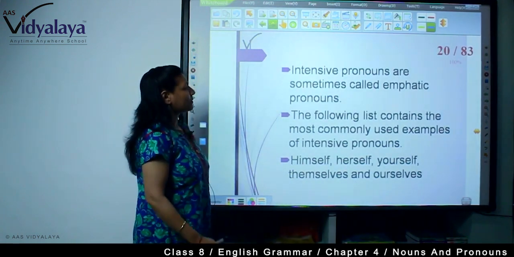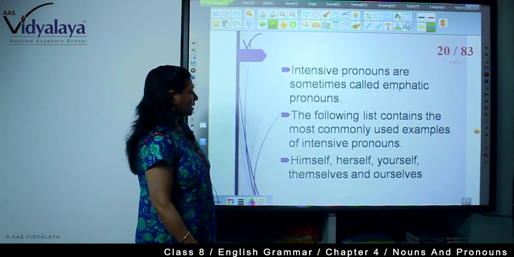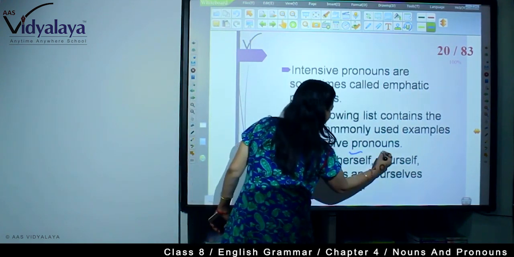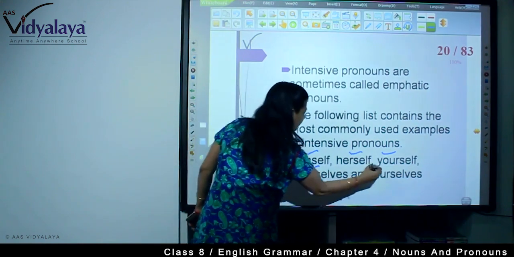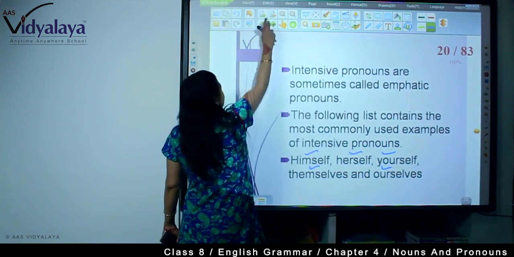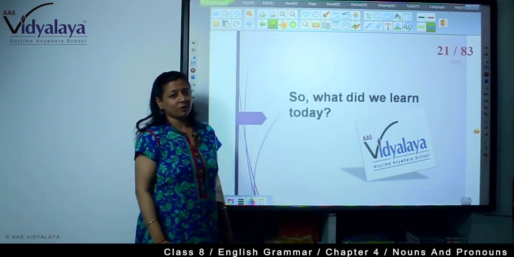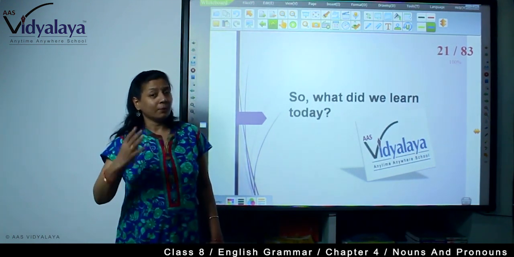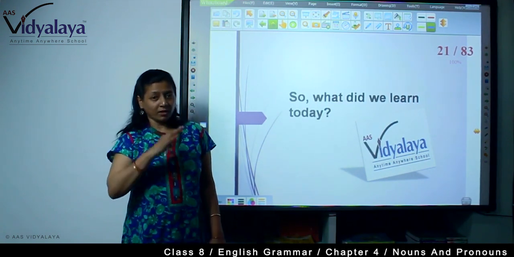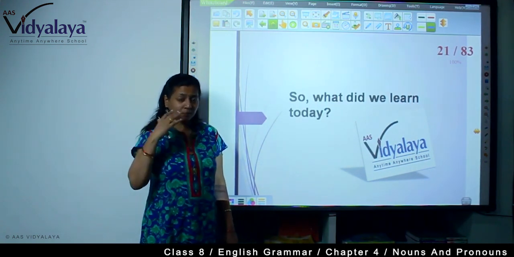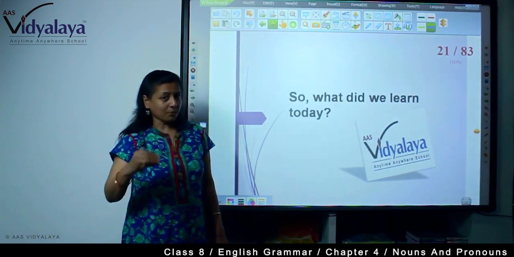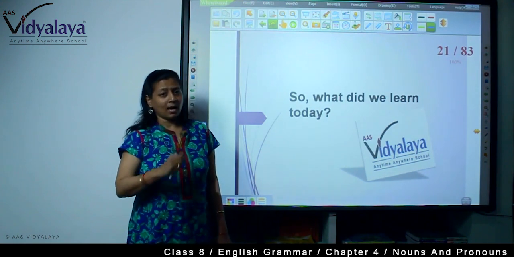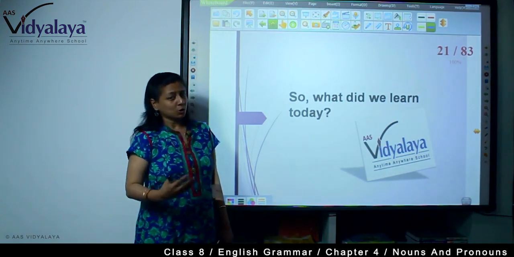Intensive pronouns are sometimes called emphatic pronouns. Many intensive pronouns are himself, herself, yourself, themselves and ourselves. So, what have we learned? We have learned types of nouns and many types of pronouns. Whenever you go through any sentence, try to find out which type of pronoun it is, because pronouns always come in place of noun.